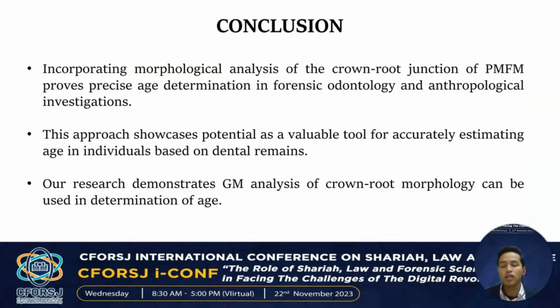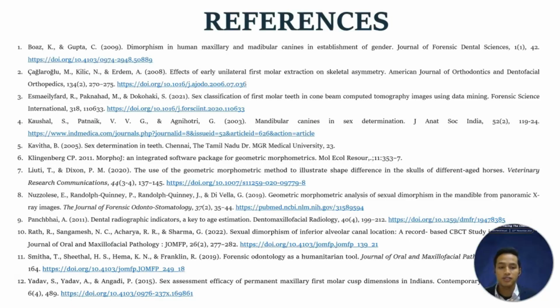To conclude, incorporating morphological analysis of the crown root junction of the permanent mandibular first molar proved useful for precise age determination in forensic odontology and anthropological investigation. This approach showcases potential as a valuable tool for accurately estimating age in individuals based on dental remains. Our research demonstrates that GM analysis of crown root morphology can be used in the determination of age.